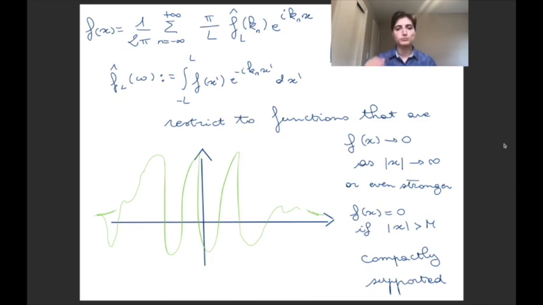We would now want to restrict ourselves to specific functions. So we want to restrict ourselves to functions, no more functions that are periodic on minus L to L, but functions that tend to 0 as x tends to plus or minus infinity. Or even stronger, we're going to be using it for doing the computations in an easier way, functions that are exactly 0 after a certain threshold, in the positive and in the negative direction. These functions that are 0 after a while, so are non-zero only on a finite section of the real line, are called compactly supported.